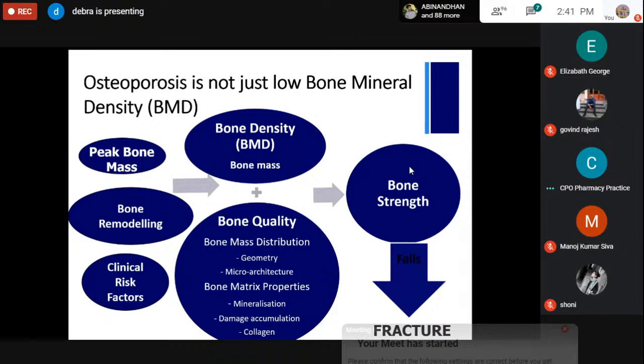Surprisingly, in Australia, with all of the sunshine that we have, we still have quite high rates of vitamin D deficiency, because people are not going outside in the sunshine as they used to and not getting that vitamin D. And that affects bone remodeling, and then we also have clinical risk factors.